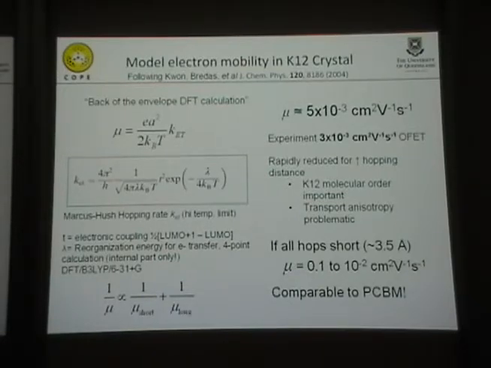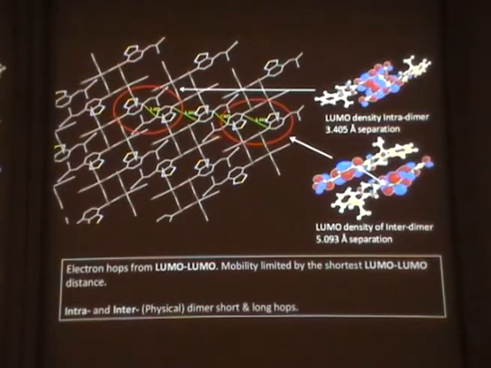And we come up with a value of 5 to the minus 3, which agrees surprisingly well with the experiment. But this is the best possible transport we can get through the material. And as you see here, this is with the greatest electronic coupling, and it's highly anisotropic.